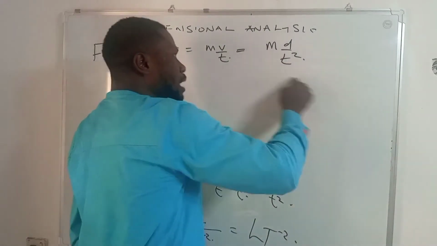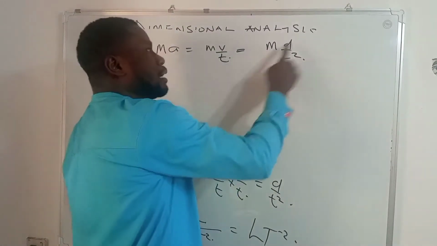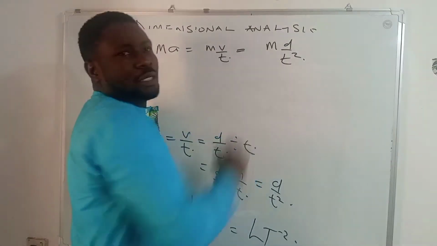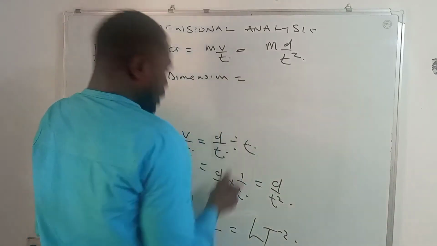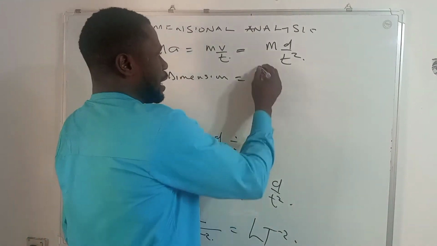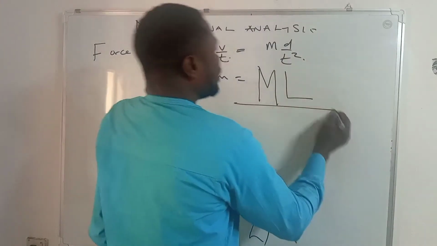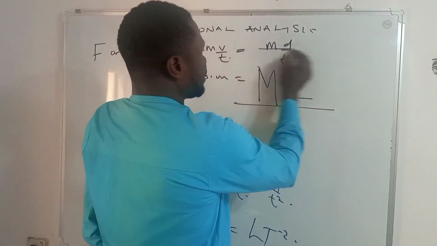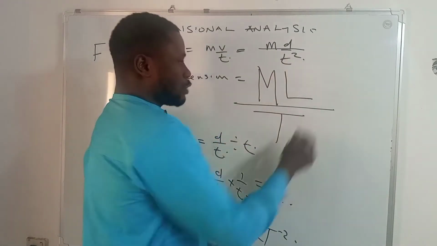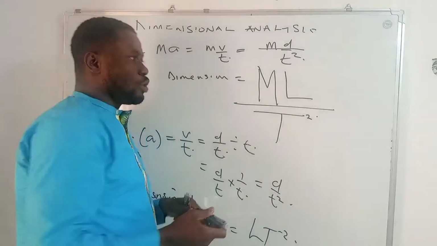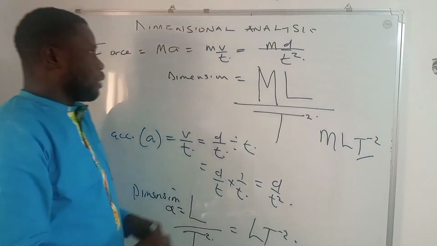So you can see that at this stage, everything that makes up force is fundamental. Look, this is mass, this is displacement, and this is time. So we now look for the dimension. In this case, the dimension of mass is capital M. The dimension of d is capital L, all over, this division sign is this division sign, the dimension of T is capital T. And because this T is raised to power 2, this capital T has to be raised to power 2. We now have M L T minus 2 as the dimension of the force.